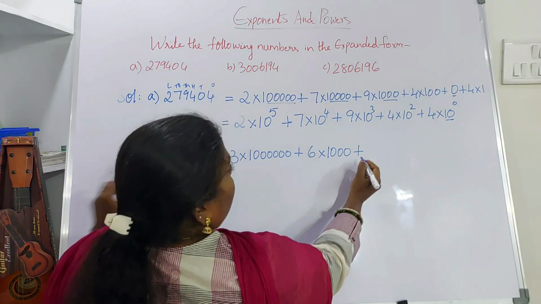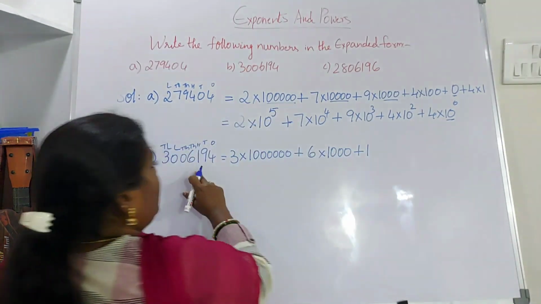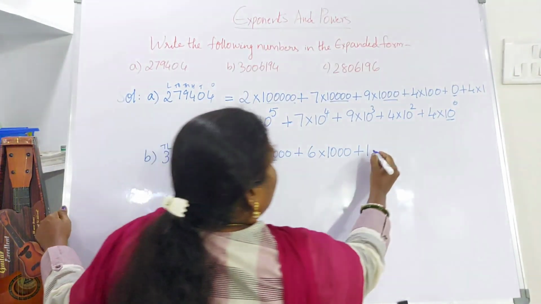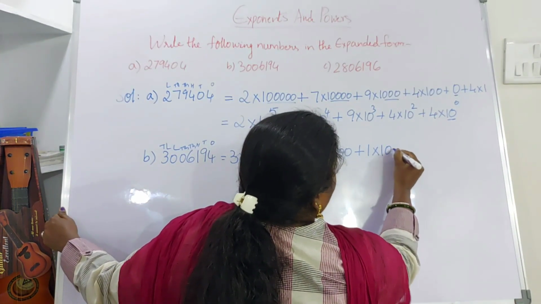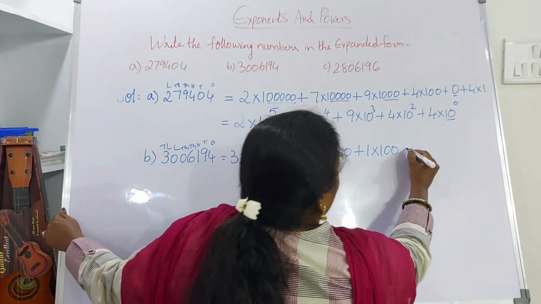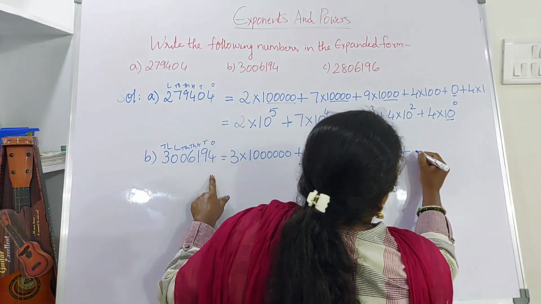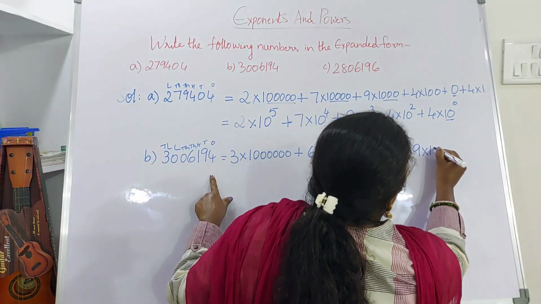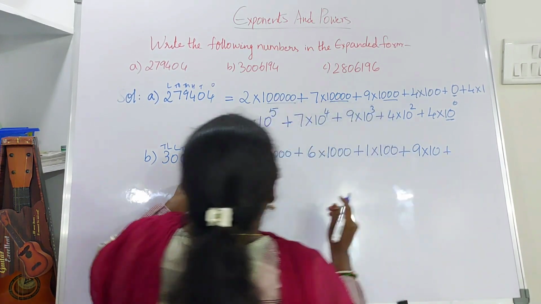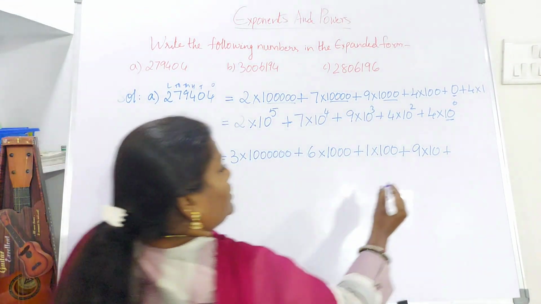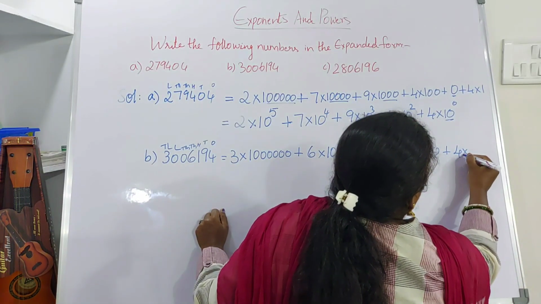Now here 1 is in the hundreds place, so this is 1 into 100, that is 1 followed by 2 zeros, plus, now it is 9. 9 is in the tens place, so 9 into 10, plus, now 4 is in the ones place. So that is 4 into 1.